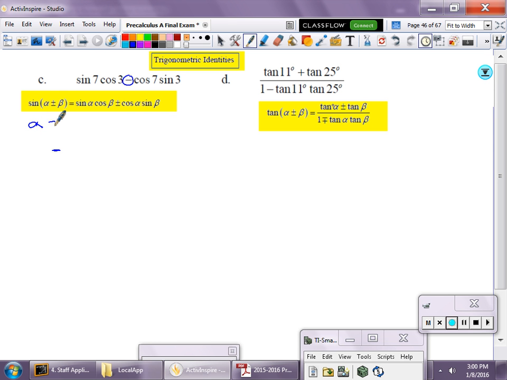Alpha is equal to 7, and beta is equal to 3. Okay, and then all I'm going to do is rewrite the formula, which is sine, and then we're going to subtract these numbers in the order that they're written, 7 minus 3, which is 4, and that is our solution, sine of 4.